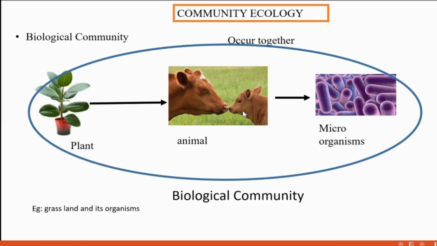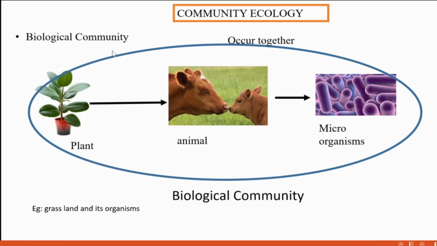Good morning. Today we are going to start the next chapter, community ecology. First point, biological community. What is a biological community? Community itself means a group of different organisms that may include plants, animals and microorganisms.